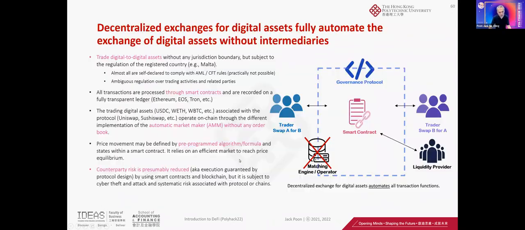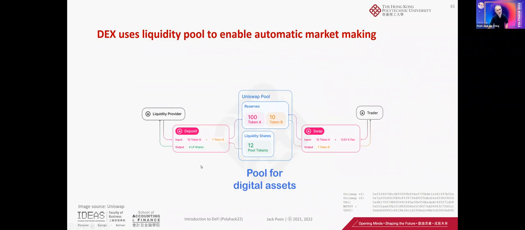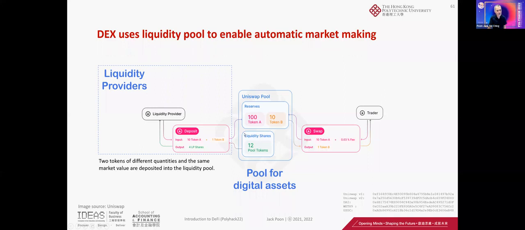Let me just go directly in there. Okay. So a decentralized exchange essentially, if you look at this diagram, has on the left side what is called liquidity providers. They provide the digital asset to the liquidity pool, which on the right side the trader can take advantage of. We'll talk about what the trader is going to do.